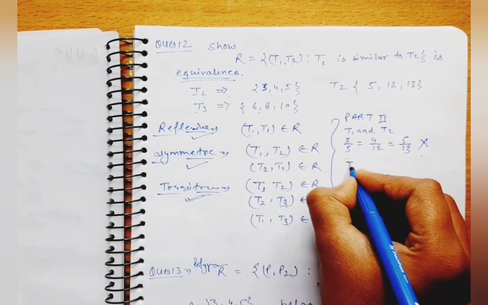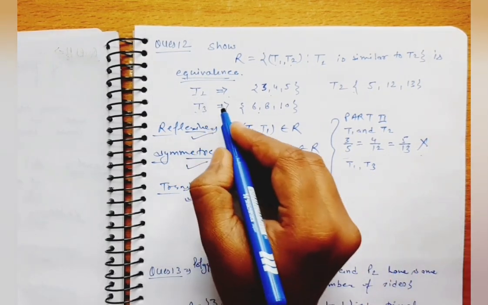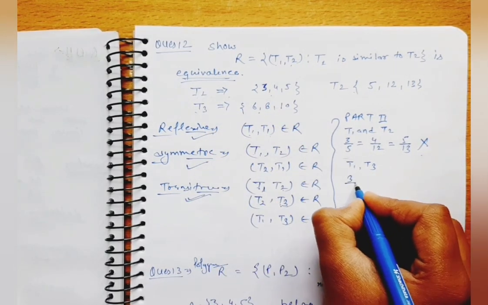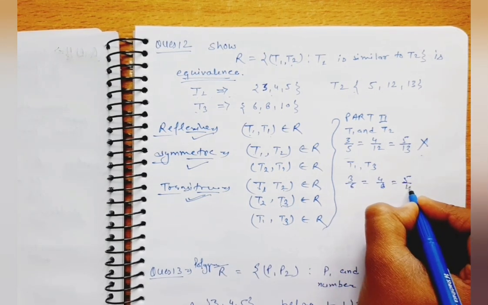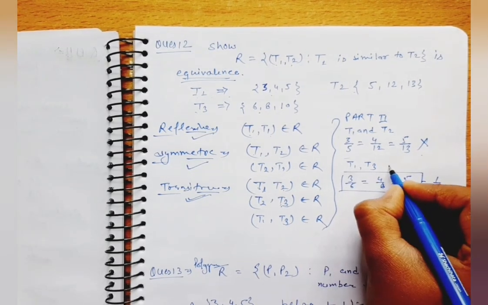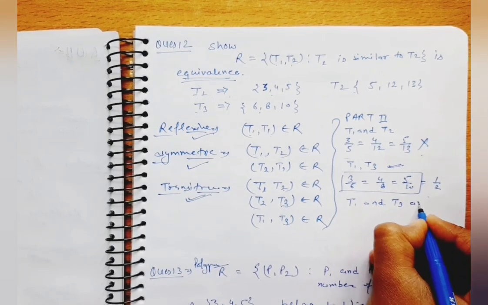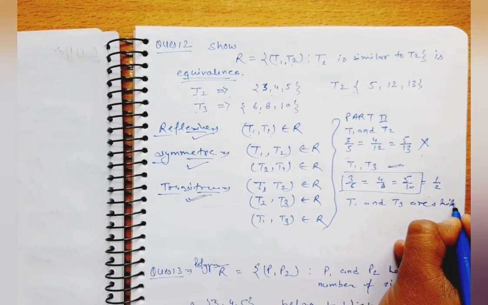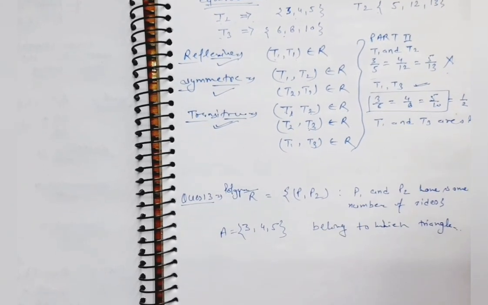So, we will check T1 and T3. If we check, that is 3 upon 6, 4 upon 8 and 5 upon 10. The ratio is coming 1 upon 2 here. So these two triangles are similar to each other. T1 and T3 are similar to each other.